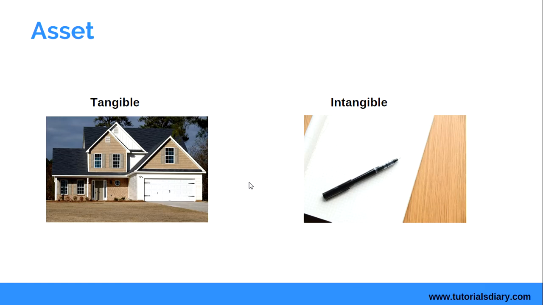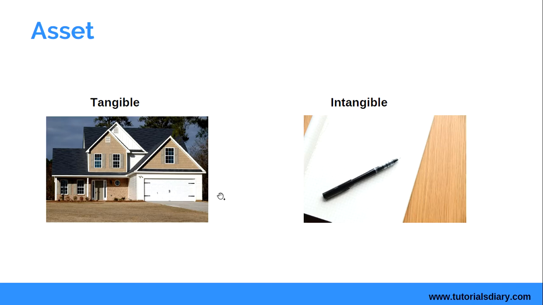Now the asset can be a tangible item or it can be intangible. So let's talk about what that actually means. What does tangible mean, and what does intangible mean? Tangible assets are those assets which we can touch. Like the picture which you see here, this is a house. I can go and touch my house, so this is tangible.